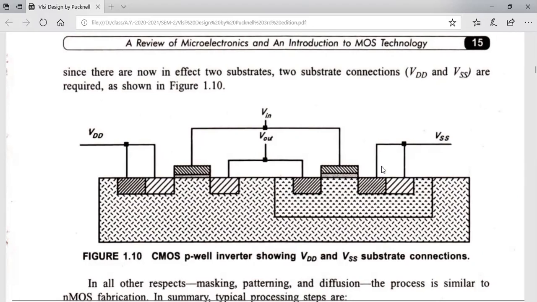Then what about the substrate? The PMOS transistor substrate will be connected to VDD, and the NMOS transistor substrate will be connected to VSS. Generally, we used to call it ground also. In some cases, generally we'll be connecting it as VSS.